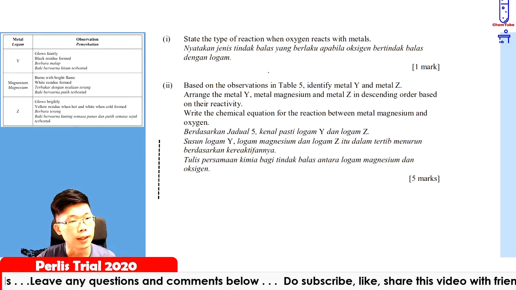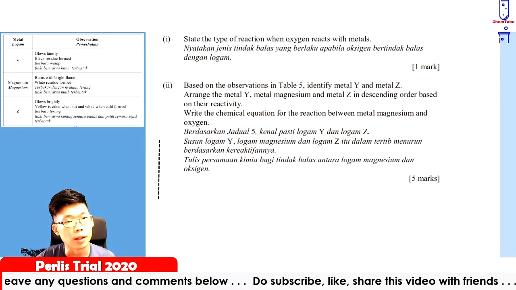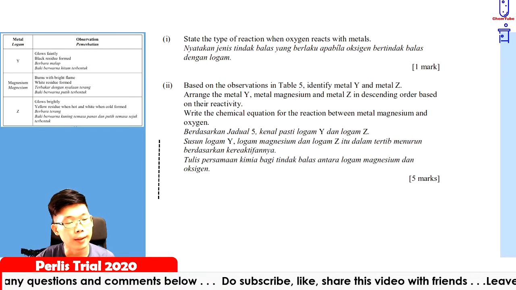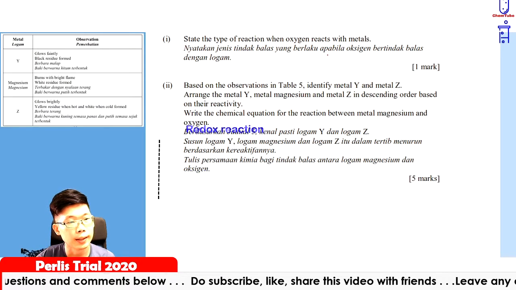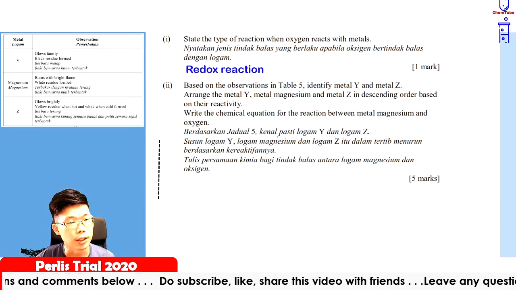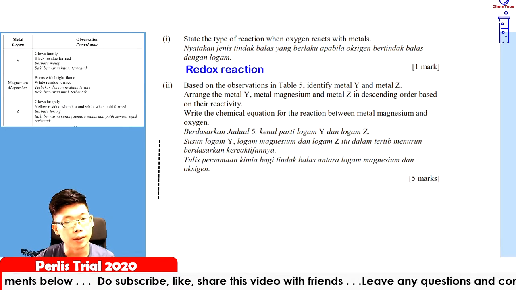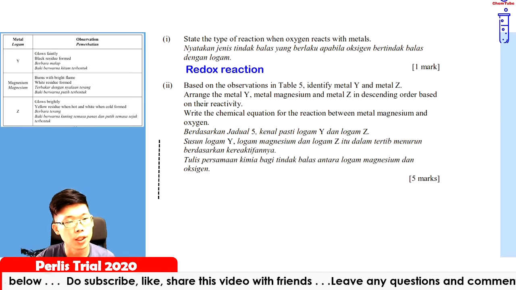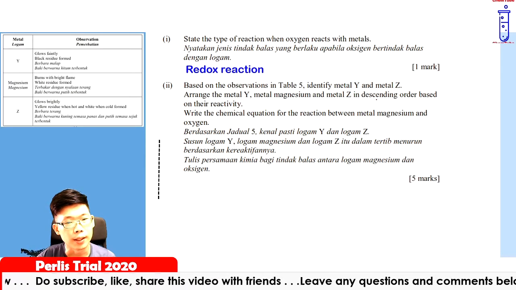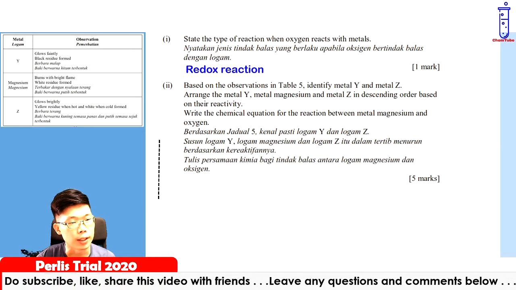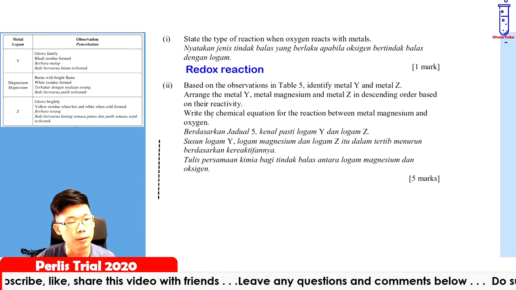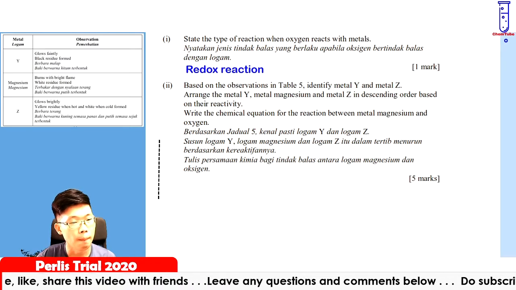Okay, so state the type of reaction when oxygen reacts with metals. So 1 mark. This is a redox reaction. Then, based on the observation in Table 5, identify the Y and Z. Arrange them in the descending order based on their reactivity. Then finally, write the chemical equation.